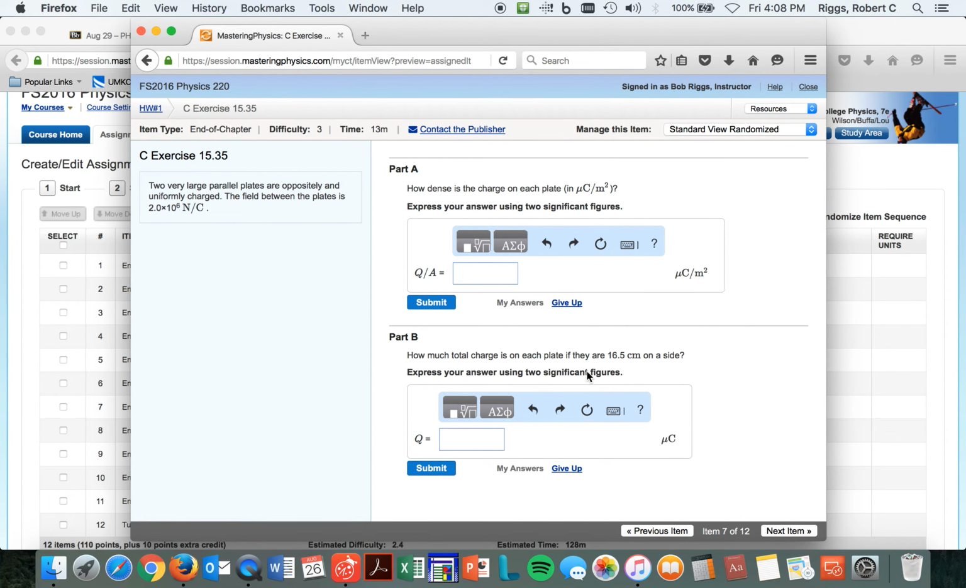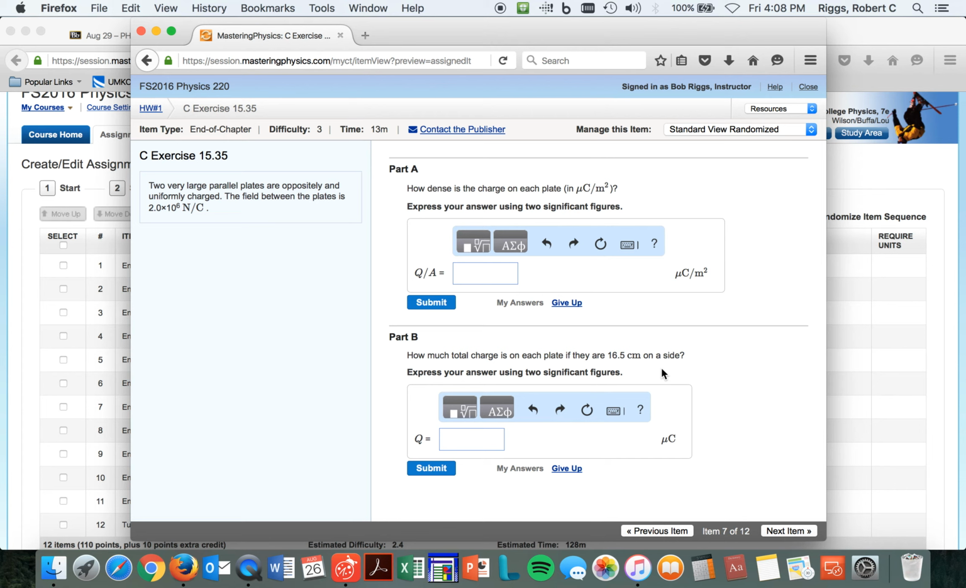How much total charge is on each plate if they're 16.5 meters on a side? All right, this is the other tricky question. 16.5 meters on a side. What they mean here is that this is one side of the area of the parallel plate. So it's 0.165 in this case, and 0.165 meters squared is your area. On a side means that you take 0.165 squared and you wind up with the area.